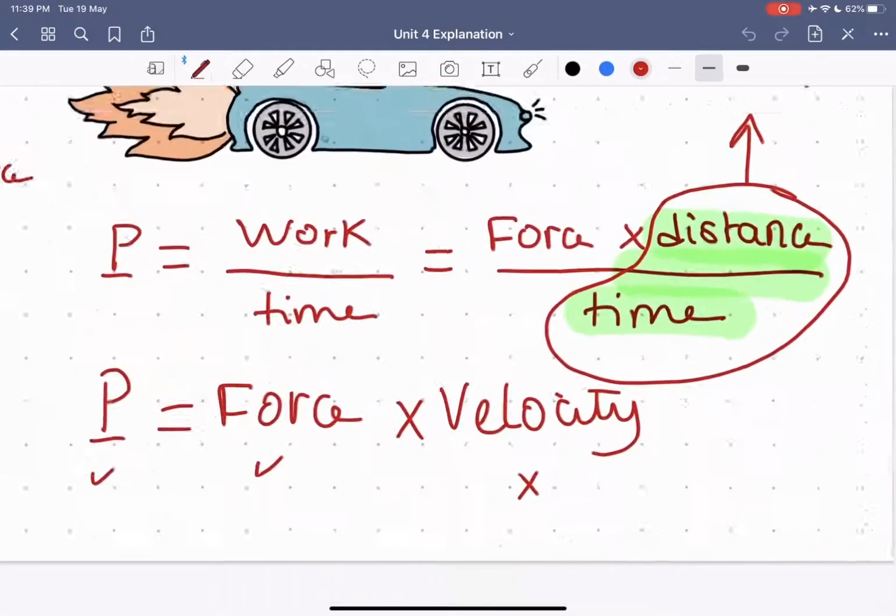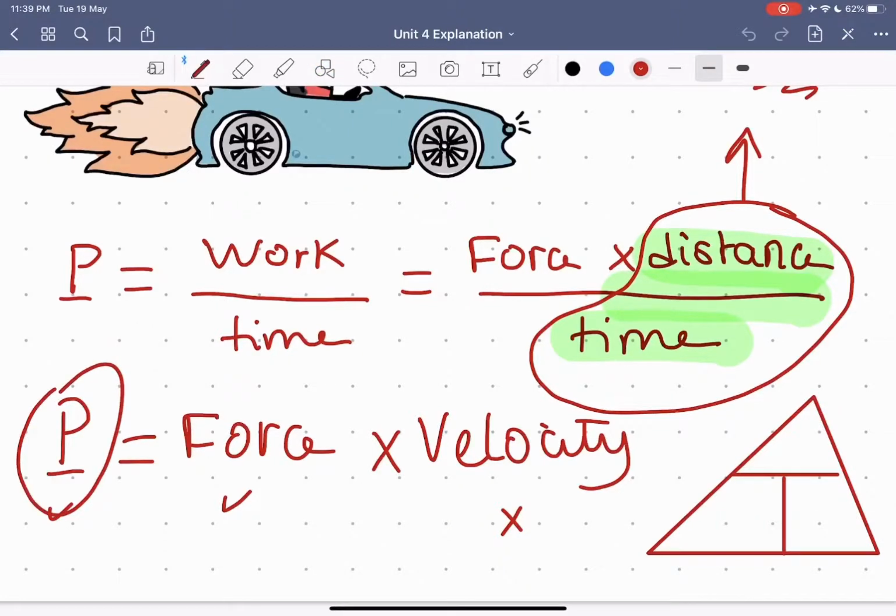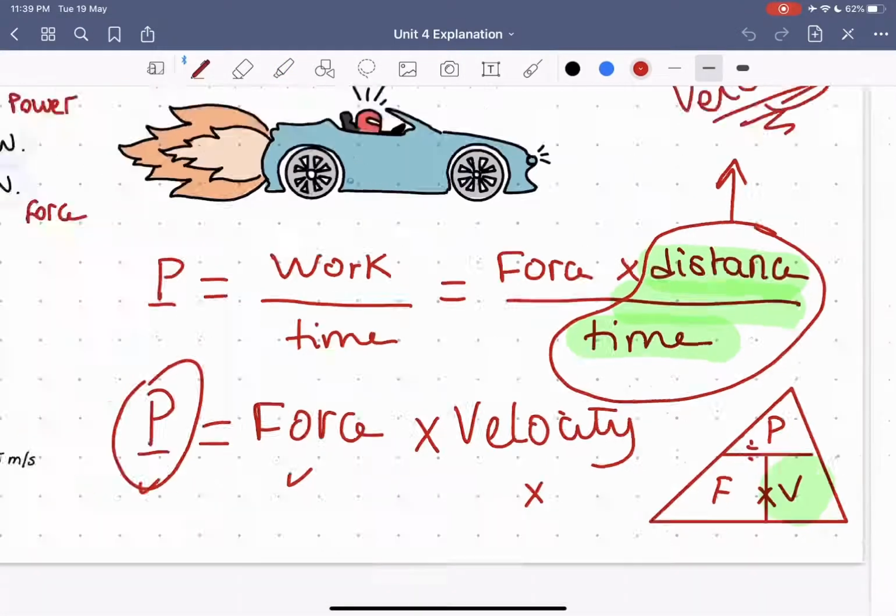If you don't know how to rearrange the formula, then remember that you can simply convert any formula that we know into a triangle. So P is the multiply of F and V, and P is over there. So we need what? We need V. V is gonna be equal to P divided by the force. Okay?